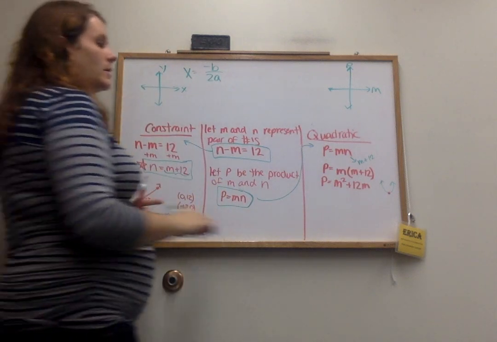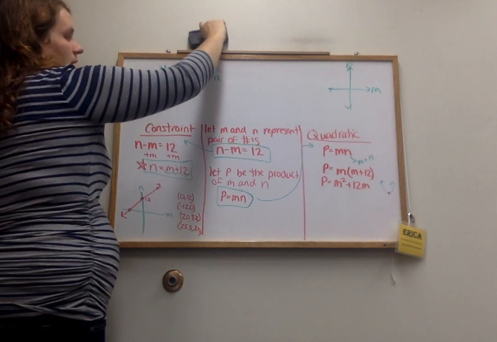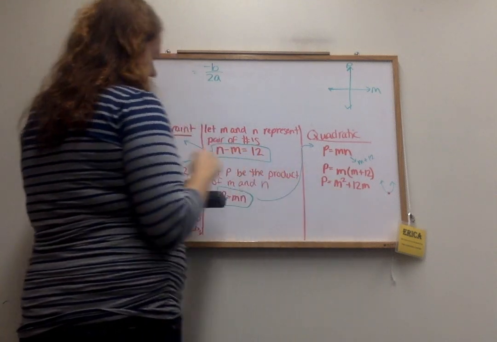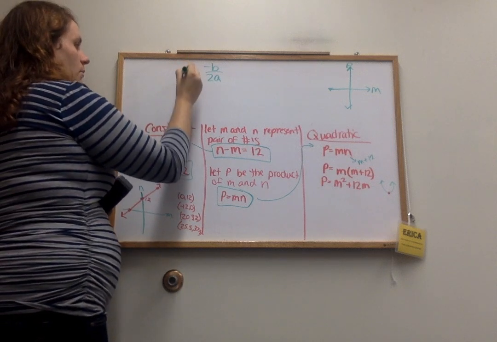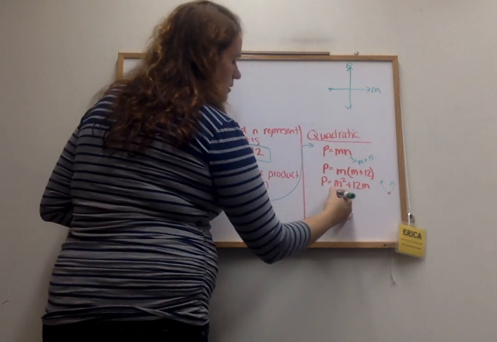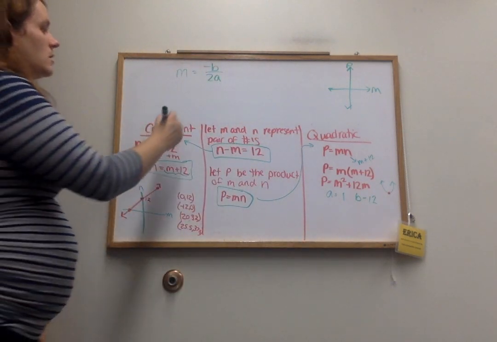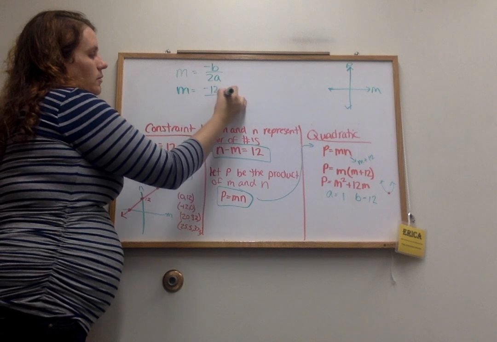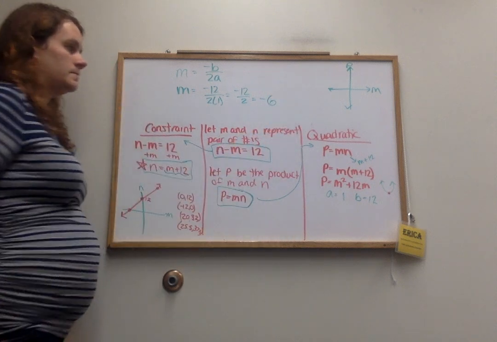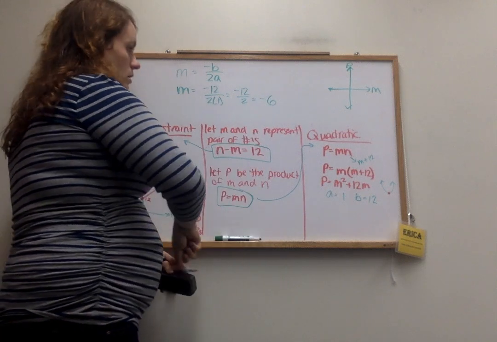All right, so when we are finding a vertex on this axis, it's not going to be x equals negative b over 2a. It's going to be our independent variable, m. M equals negative b over 2a. Okay? In our quadratic here, a equals 1, b equals 12. Okay, so I can plug those in. M equals negative 12 over 2 times 1, which equals negative 12 over 2, which equals negative 6. Okay, there is one of my numbers.